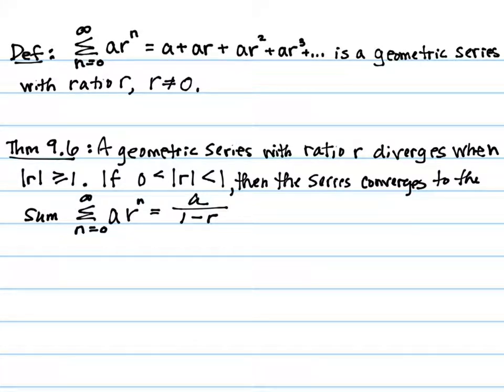So if r is bigger than 1, this equation that tells us a over 1 minus r, while you could plug r in there and you would get a number out of that, it is not a number that means that's what it converges to, because it doesn't converge, it diverges. Okay? So we can only use this formula, a over 1 minus r, if the absolute value of r is between 0 and 1. So we're going to do an example.